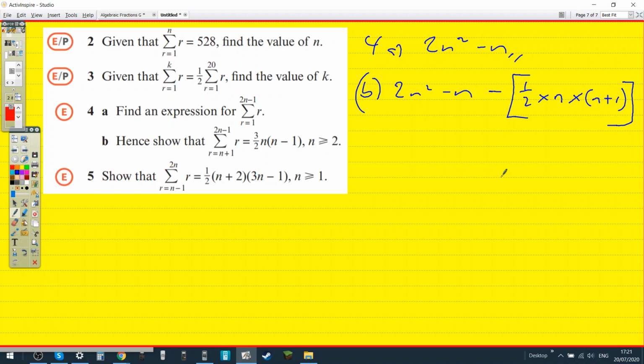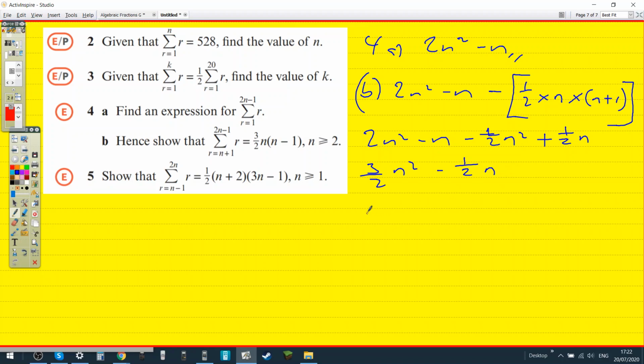Yes. Okay. I still don't know how you get 3 over 2, but I think it'll work. Go on. So 2n squared minus n minus... if you expand it, that would be n squared plus n. So half n squared plus n. A half n squared plus a half n. So 2 minus a half, that's 3 over 2 n squared, and minus a half n.